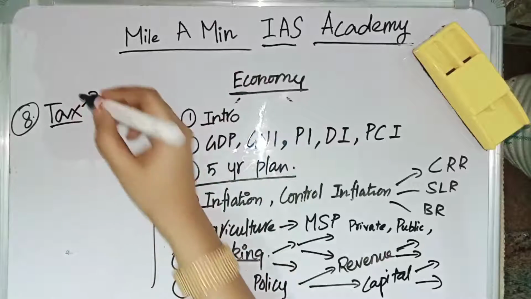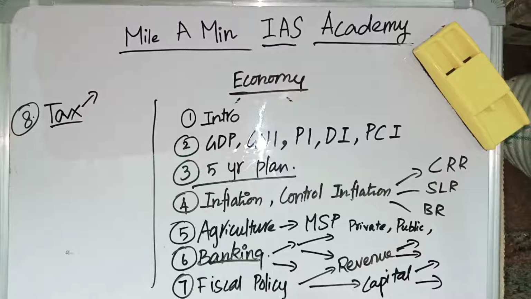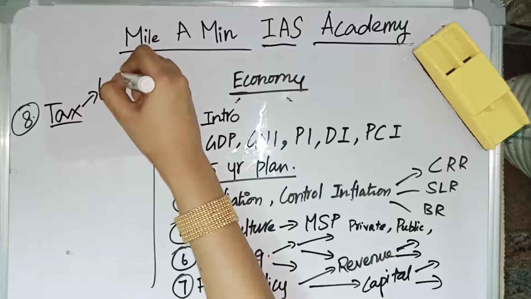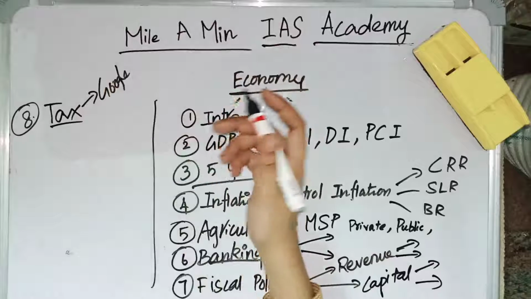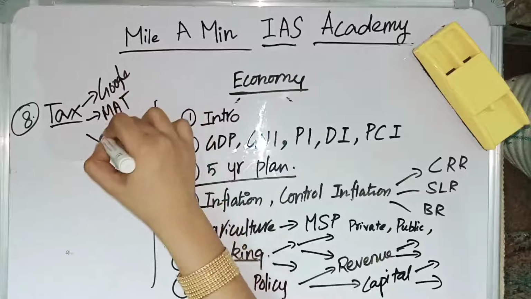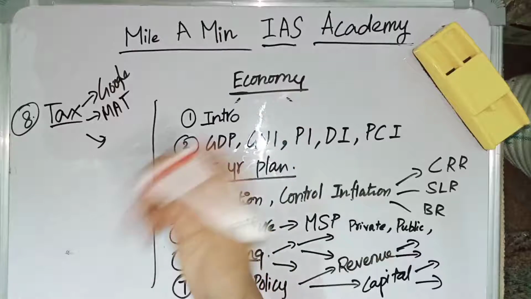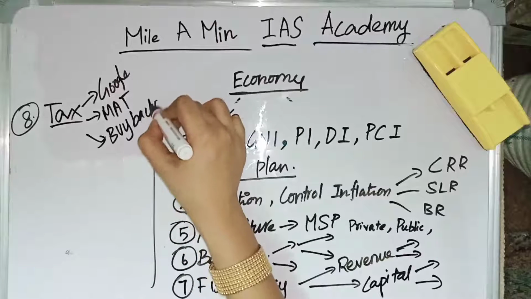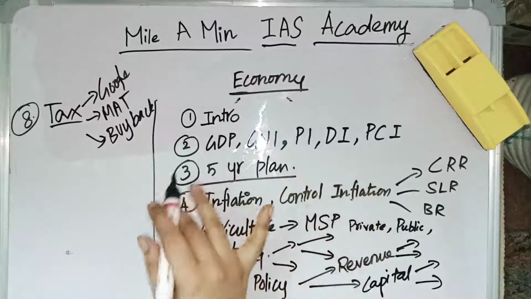In direct tax we will be having taxes like income tax, corporate tax, Google tax. Google tax is in news. Google tax is also called equalization levy, which is in news. We have MAT, Minimum Alternate Tax, which is also in news. And then we have dividend distribution tax. We have buyback tax, which is also in news, and capital gains tax. These are some of the direct taxes.